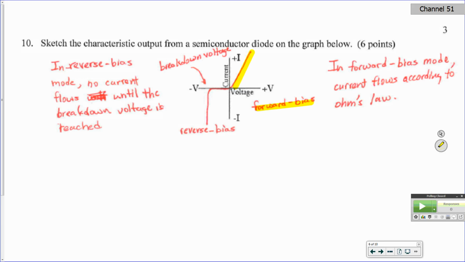But in the reverse direction, there's no current flow, so the current stays at 0 until you hit what's called the breakdown voltage, and then current starts to flow freely.